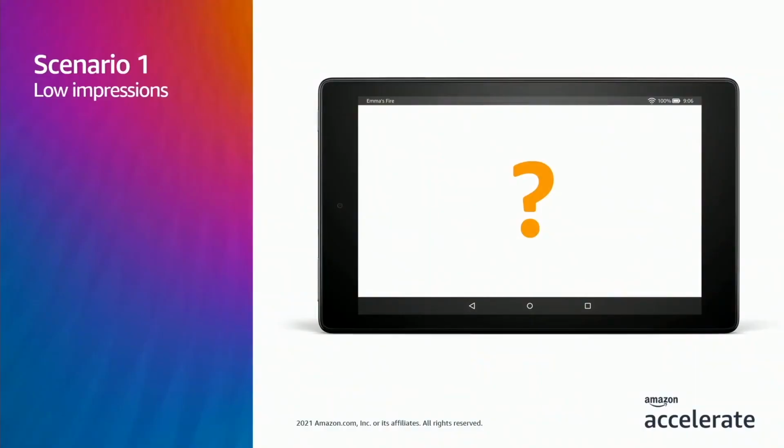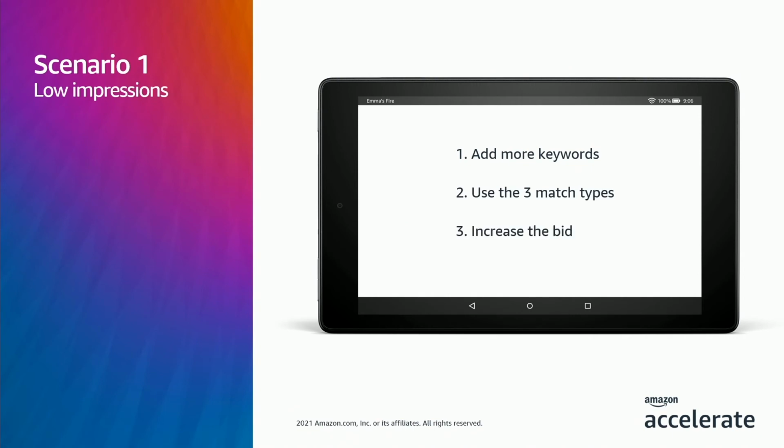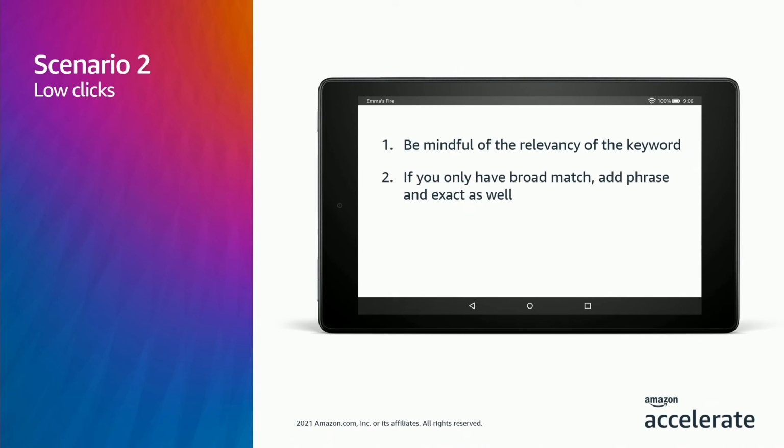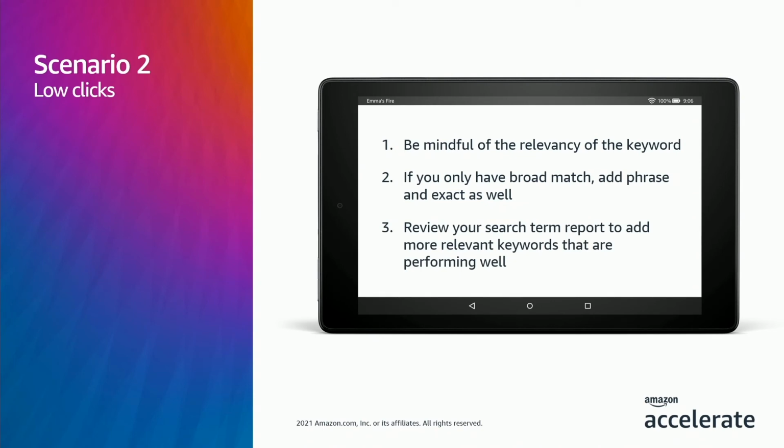Now that we've covered match types and how they impact your ad's ability to display, I want to walk through some quick scenarios to illustrate the methodology behind optimizing your keywords. If you have low impressions, there are some steps that you can take to improve that. You can add more keywords, you can consider using all three match types, and you can test increasing your bids. If you have low clicks, be mindful with the relevancy of the keyword. If you only have broad match, add phrase and exact as well. And then review your search term report to add more relevant keywords that are performing well.